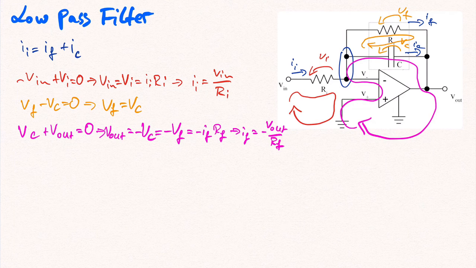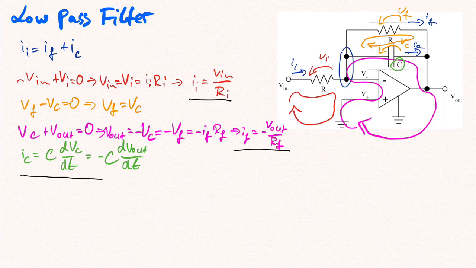To get an expression for Ic, we'll apply the characteristic capacitor equation to the capacitor. It gives us that Ic is equal to C times the first derivative of Vc, which is equal to minus C times the first derivative of Vout. Now we have found expressions for all currents in the circuit, Ii, If, and Ic, which we can substitute into our KCL expression obtained at the beginning.